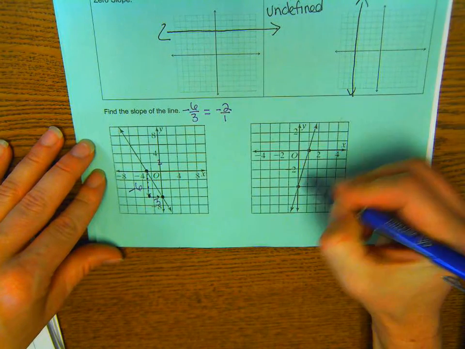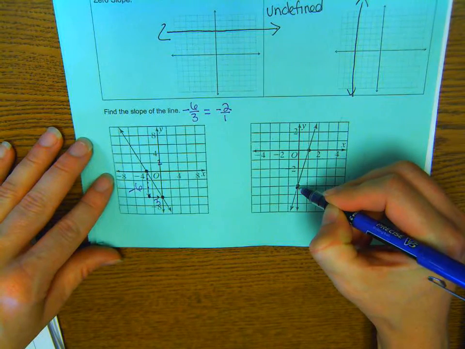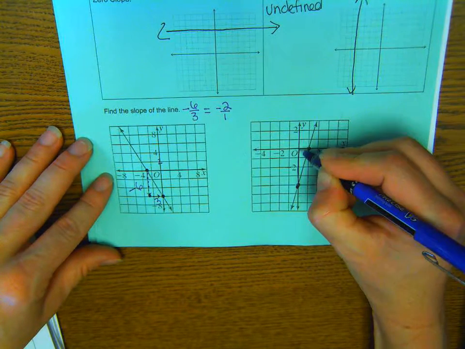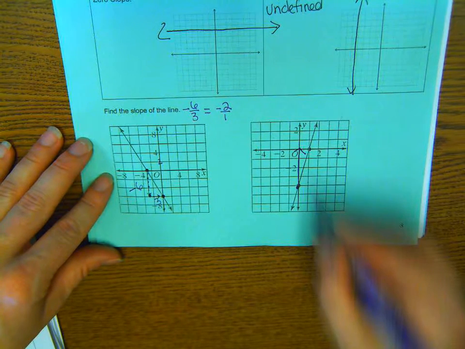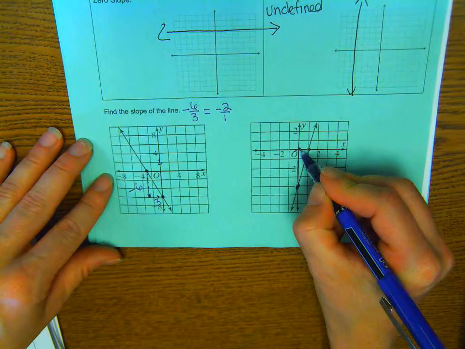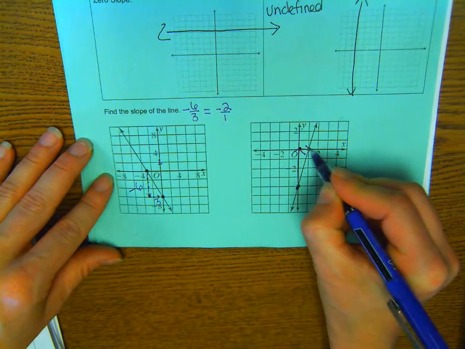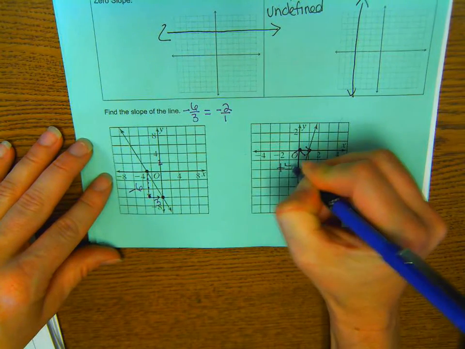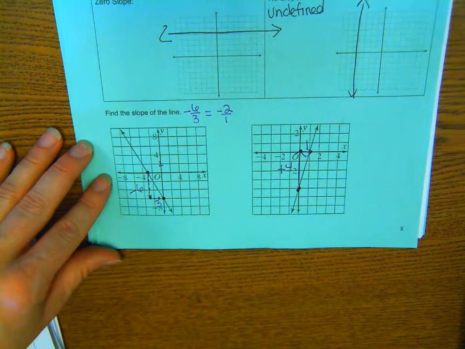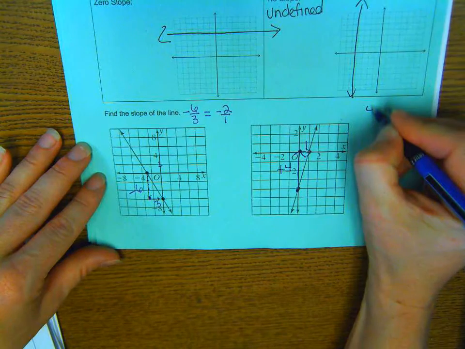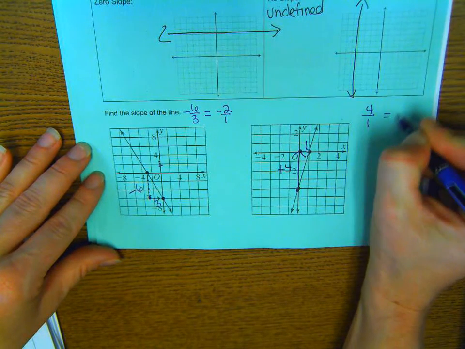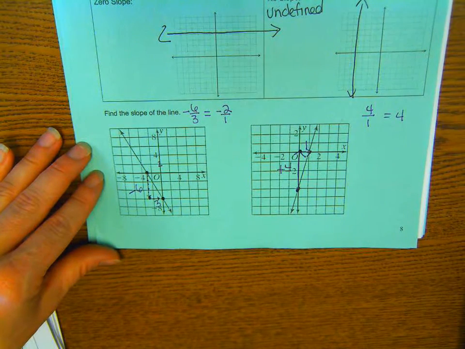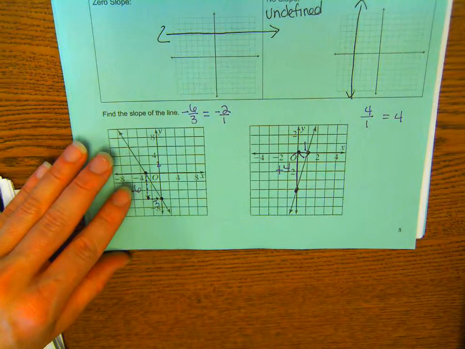Okay, here we go. We're going to go from this point, and we're going to go up to the next point. How far is it? 1, 2, 3, 4, and then we're going to go over 1. So what's the slope of this one? 4, and you can write 4 over 1, but we know that that is 4.